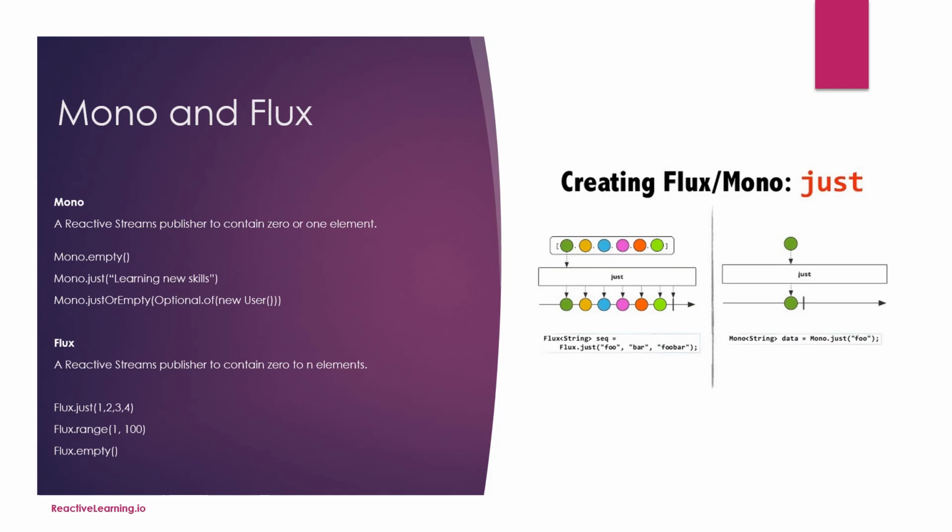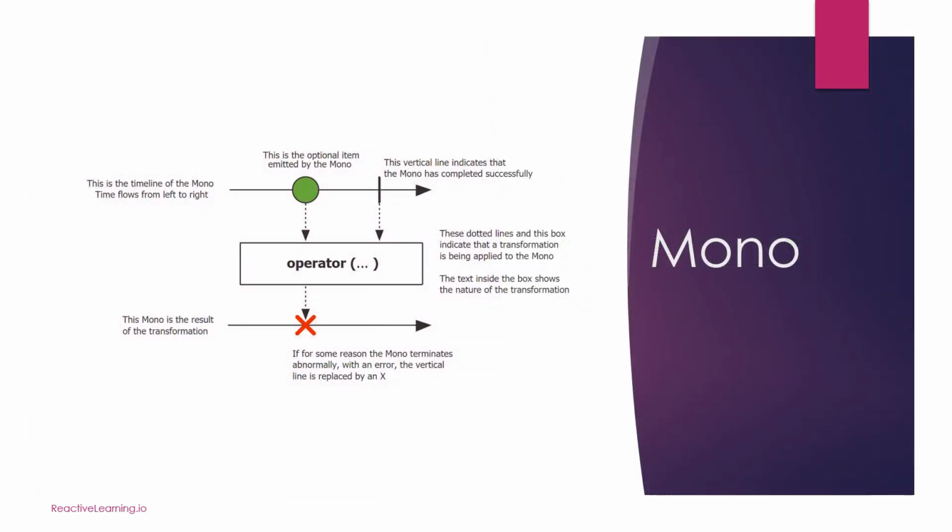By using this publisher, you can create your reactive stream. You can add operators to it, exception handler methods, and you can convert your stream to another stream. As in this diagram, you can see the life cycle of a Mono. We can create a Mono by adding some optional values in it. Then we can add operators which are used to transform the data. And there could be a case when your Mono is terminating with an error.